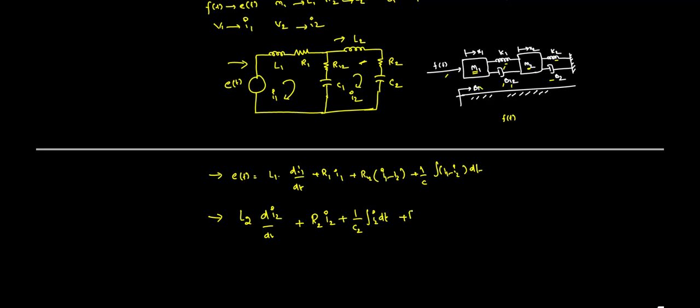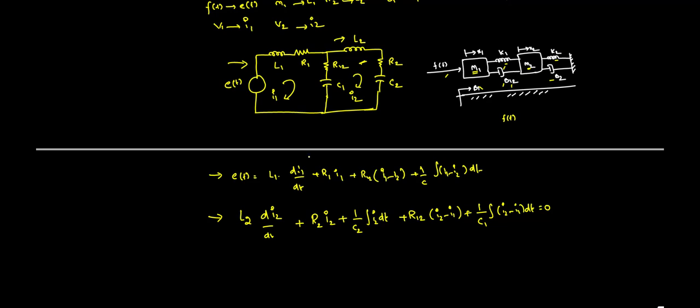Plus R12 (I2 minus I1) plus 1 by C1 integral of (I2 minus I1) dt is equal to 0. So that is how you can draw the force voltage analogous circuit for the system.